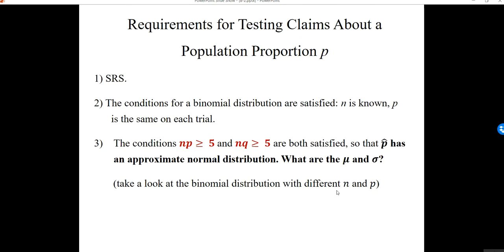So that's why this video is created. I want to help you visualize why these two conditions are there.